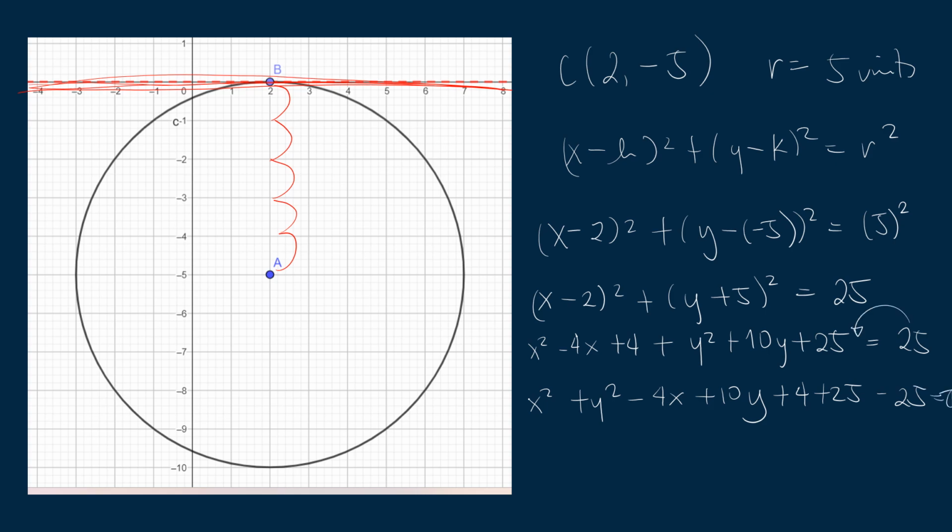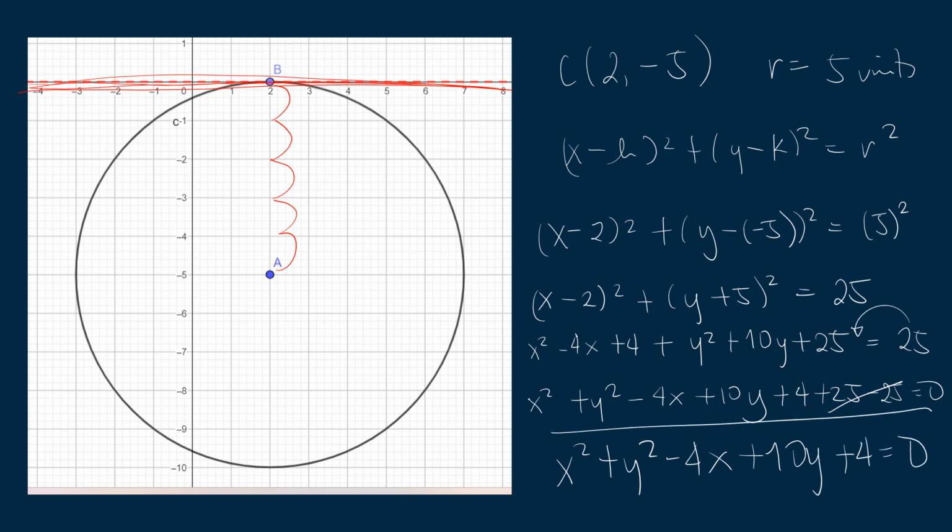I already transposed 25, so it becomes negative 25. One is positive and one is negative, so it becomes 0. Therefore, your final answer would be x² + y² - 4x + 10y + 4 = 0. And this is your general equation.